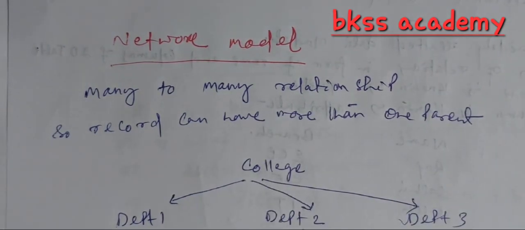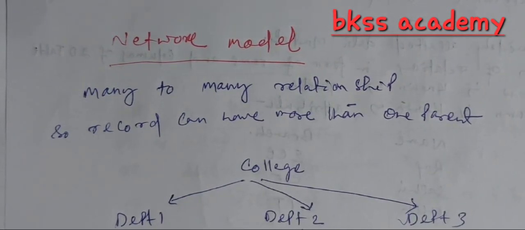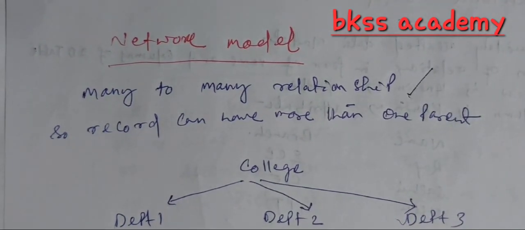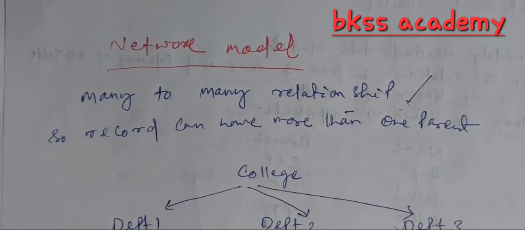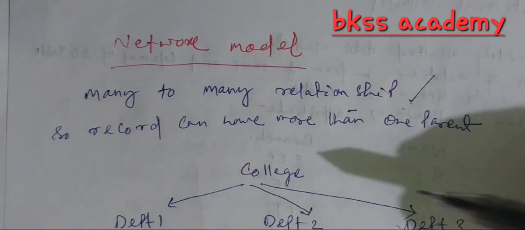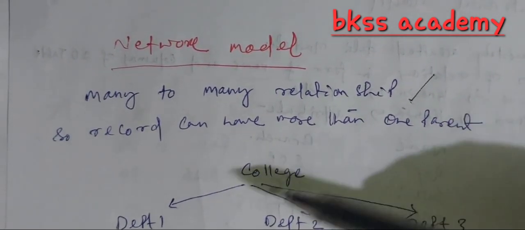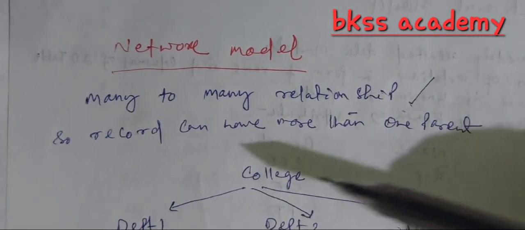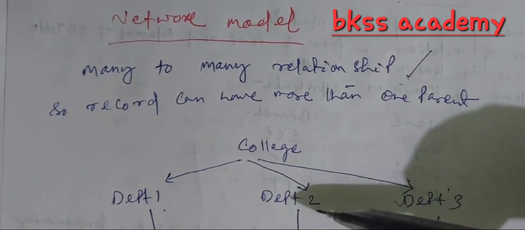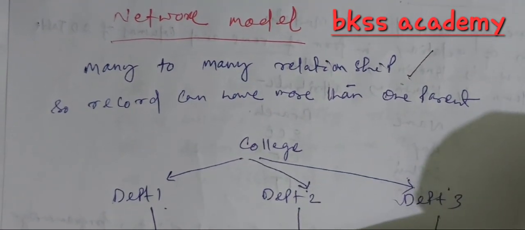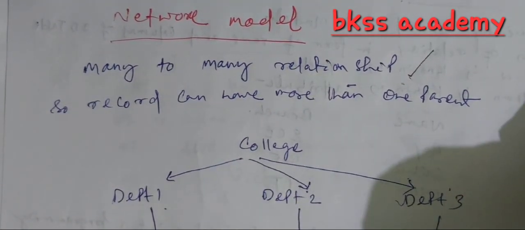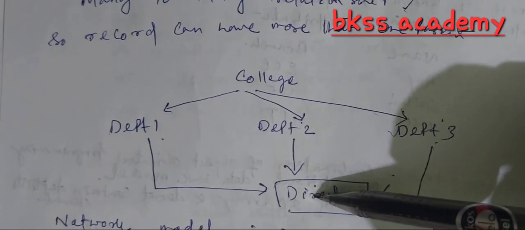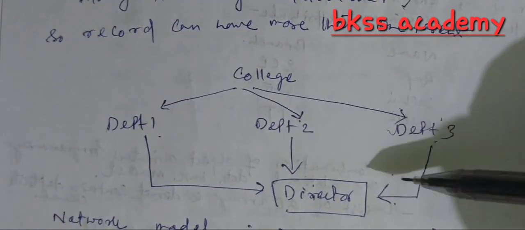Then the network model. Many to many relationship is there in the network model, so a record can have more than one parent. One example is here: college, department 1, department 2, department 3. These are the branches of the college. Department 1 has a director, department 2 has a director, and department 3 has the same director. This is the same person who belongs to the three departments.